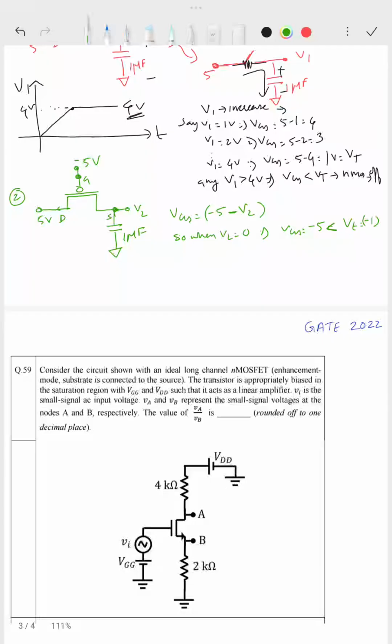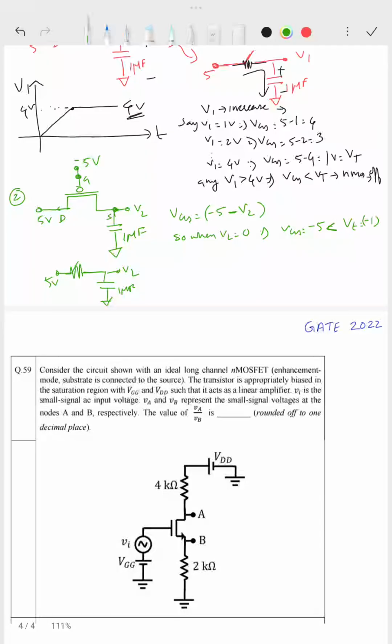Similar to the previous circuit, it will act as a closed switch. So this is V2. If I apply a voltage minus 5 at the gate and 5 volt at drain, what happens?